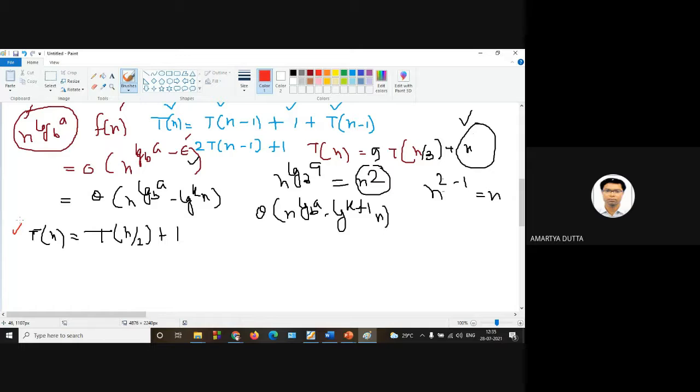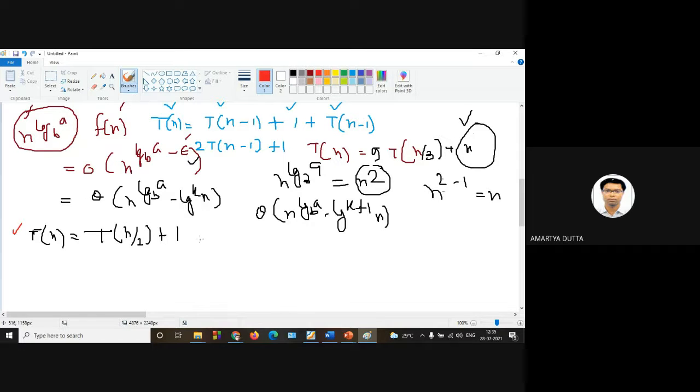Case 1 means n to the power log b base a is greater than f(n). And case 2 means n to the power log b base a is equal to f(n). কোন কেসে হচ্ছে? This belongs to case 2.